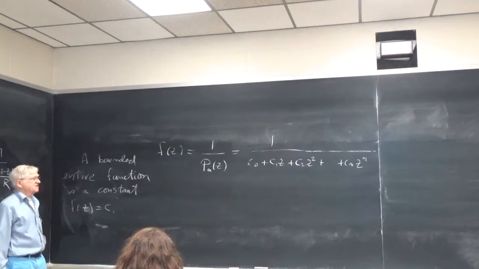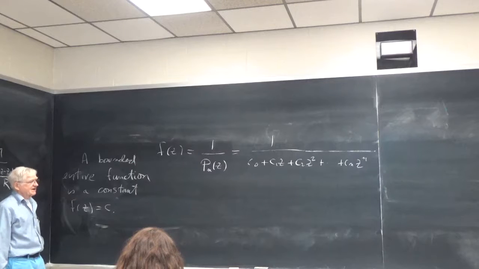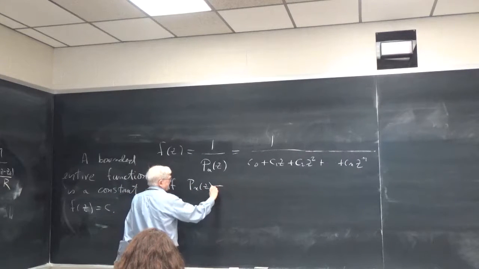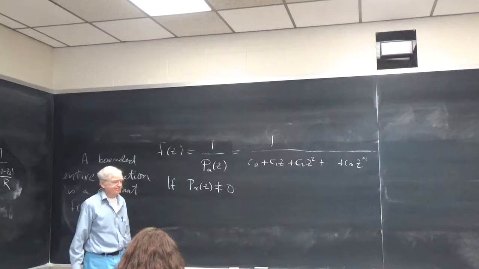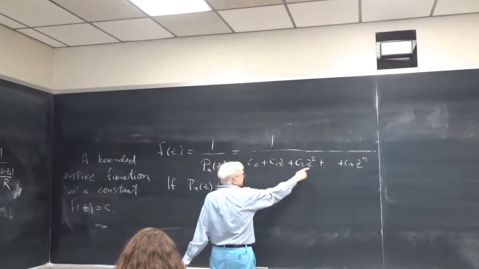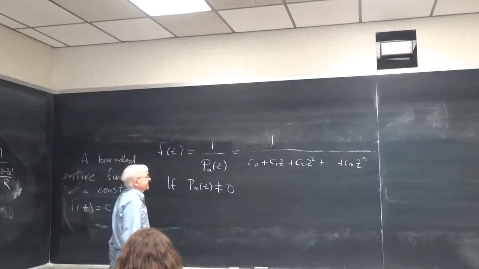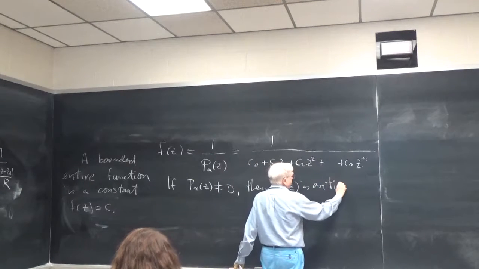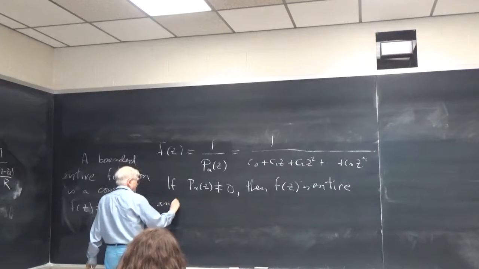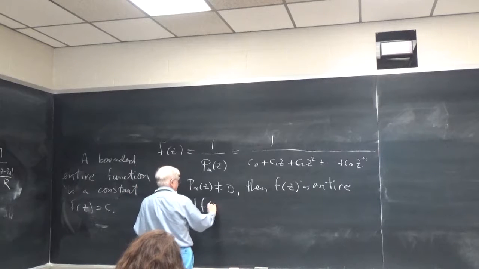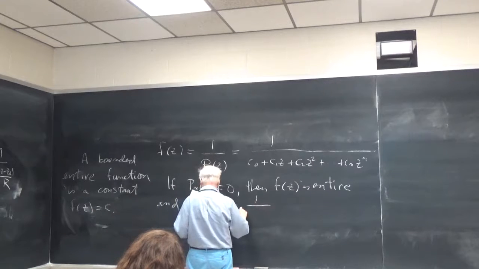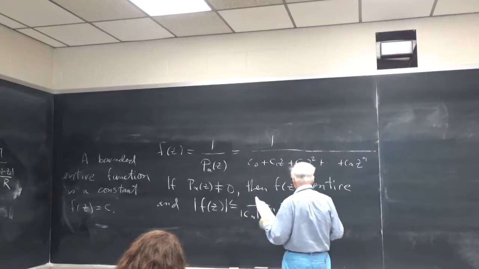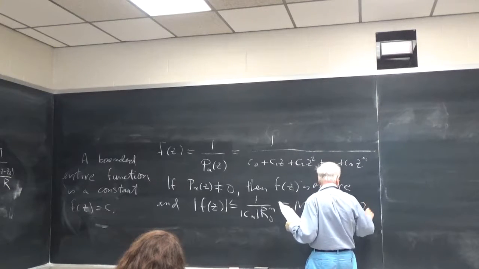Now, this is one of those mathematician-type proofs where you assume the thing you want to disprove. So assume Pn of z is never 0, so suppose there's no solution. Then this thing is never 0, and then you can say that f of z is entire, and you can say that the absolute value of f of z is less than or equal to 1 over Cn r0 to the n, which we can call M, for all absolute value of z greater than or equal to r0.